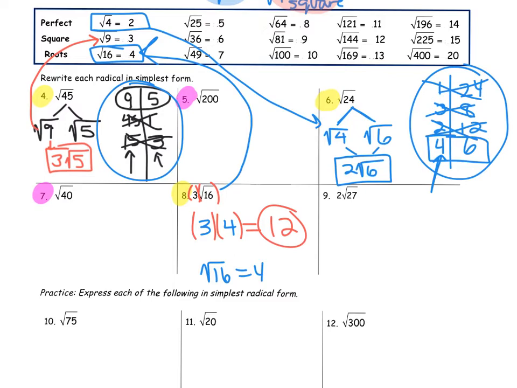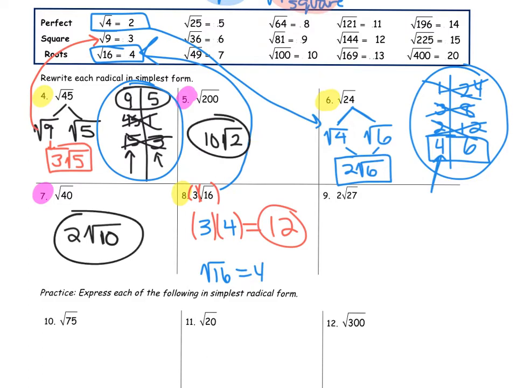All right, and I'll write down the solutions for you for 5 and 7, but you need to show the work. So for 5, your answer here is 10 rad 2. And then for question 7, your answer here is 2 radical 10. Okay. All right, let's just keep going. Hopefully, again, we're getting the hang of this.